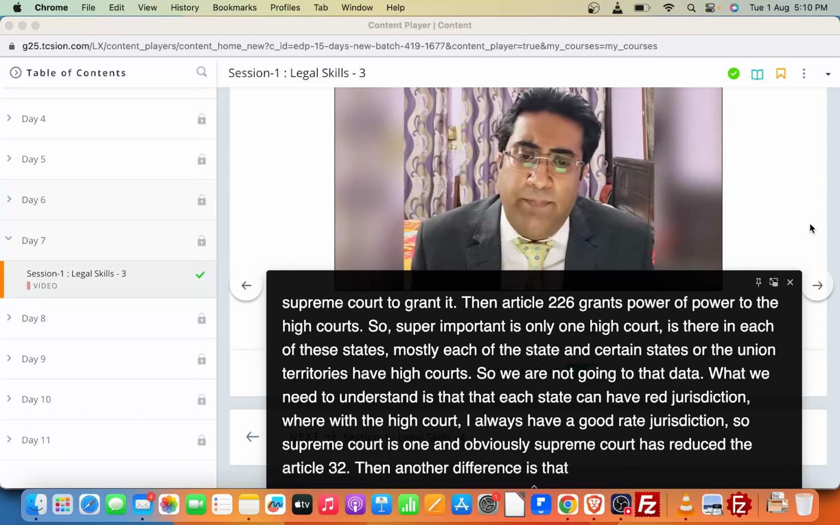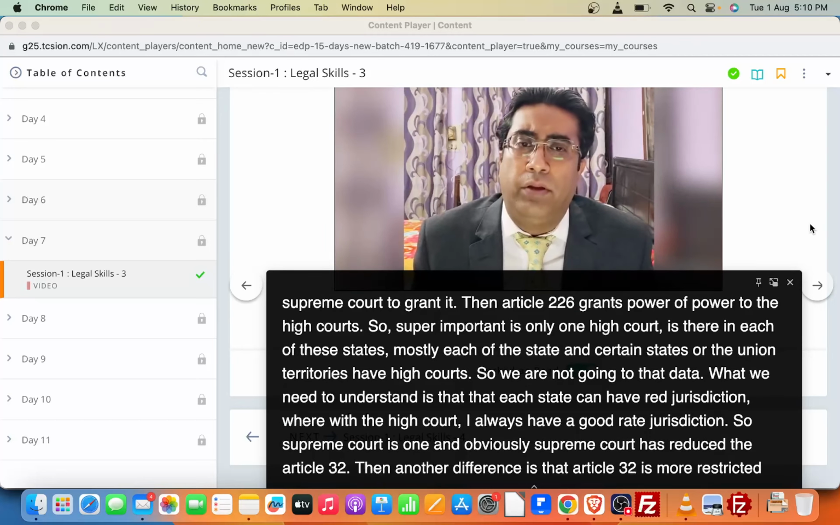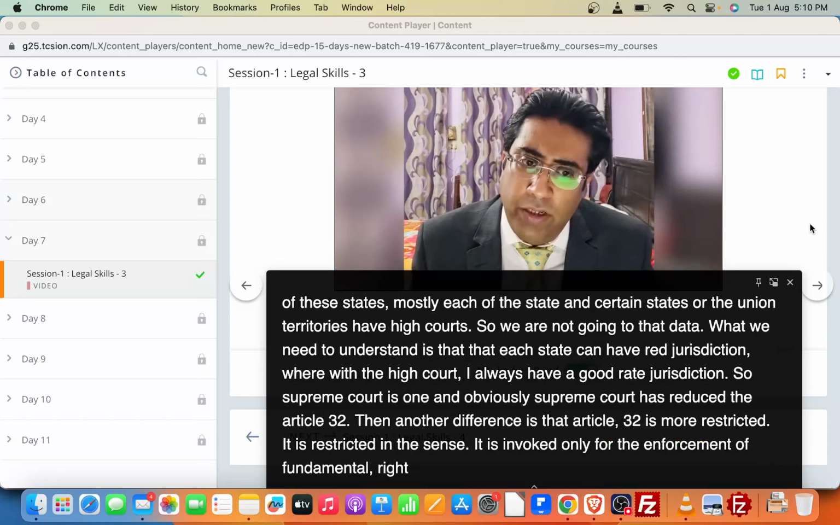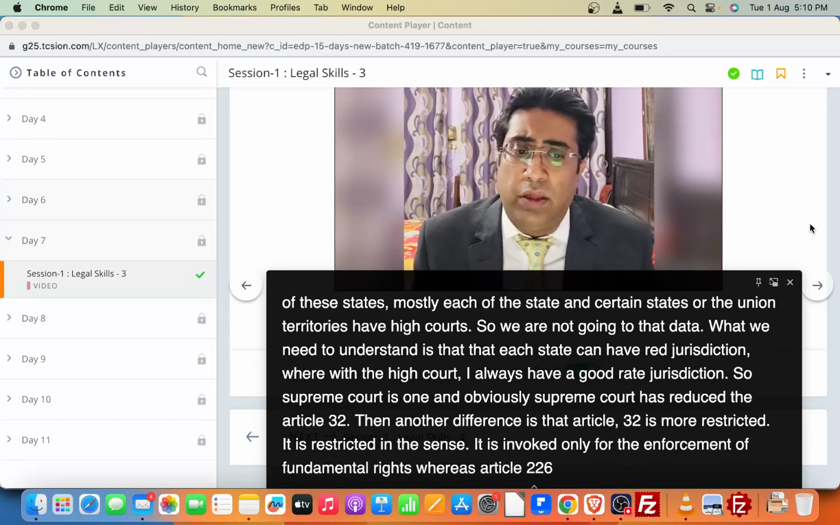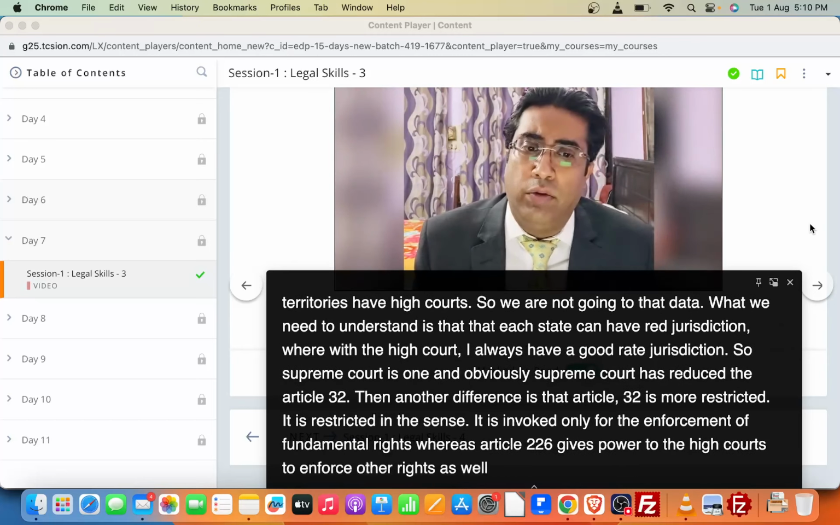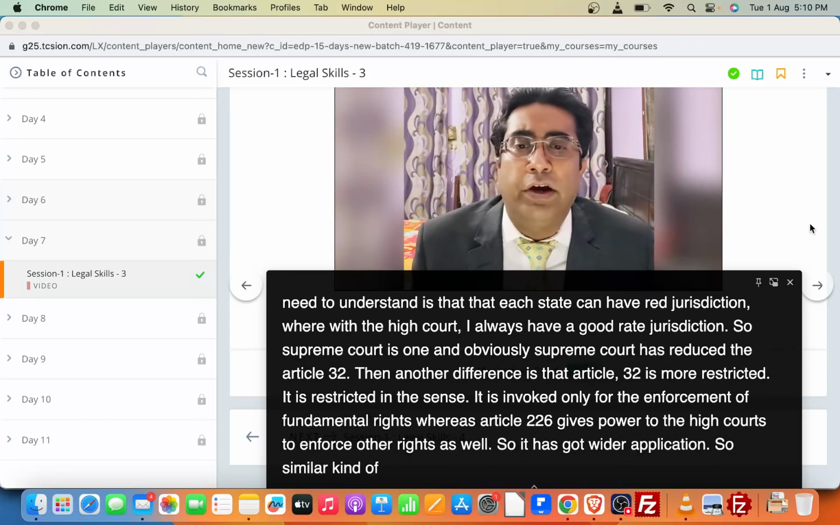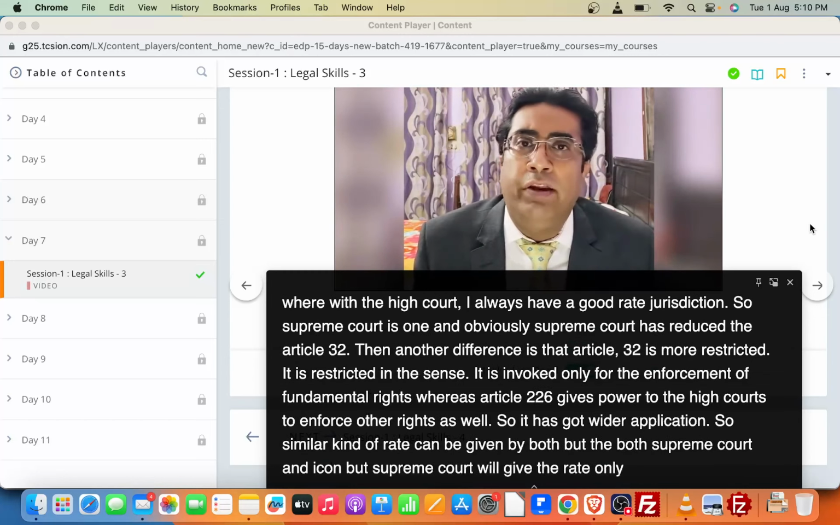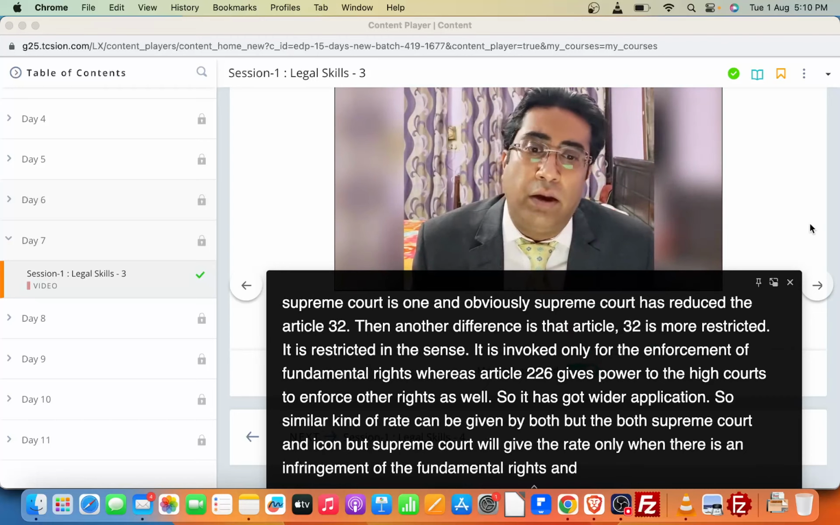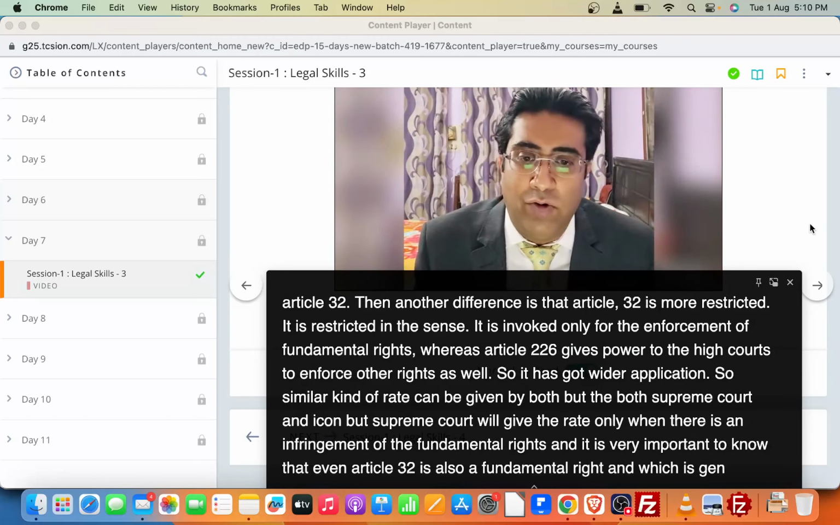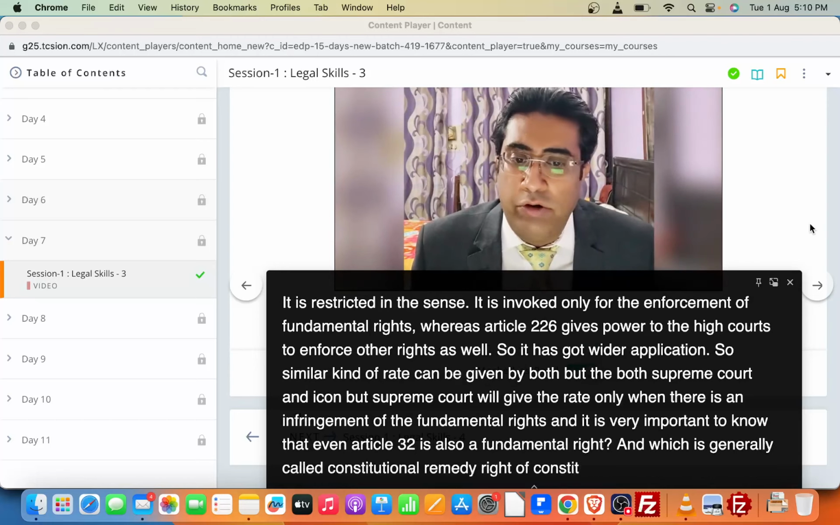Then another difference is that Article 32 is more restricted. It is restricted in the sense that it is invoked only for the enforcement of fundamental rights, whereas Article 226 gives power to the High Courts to enforce other rights as well. So it has wider application. Similar kinds of writs can be given by both the Supreme Court and High Courts, but the Supreme Court will give the writ only when there is an infringement of fundamental rights. And it is very important to know that Article 32 is itself a fundamental right, generally called the right to constitutional remedy.